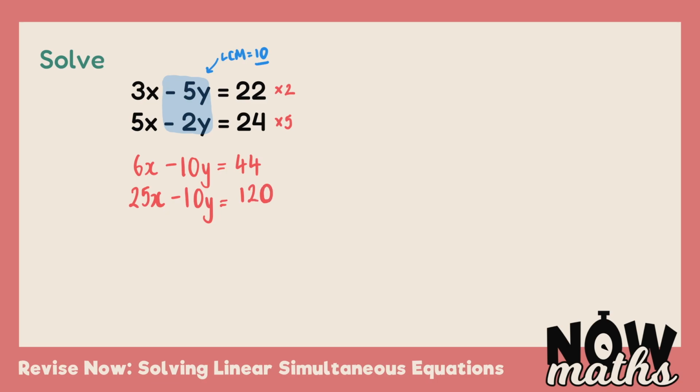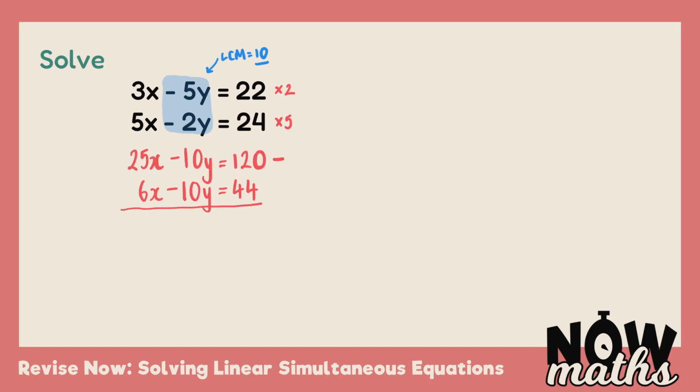We now have two equations with a -10y in each, and we're going to use the fact that if we do -10y subtract -10y, that's the same as doing -10y add 10y, which gives us 0. So we're subtracting one equation from the other. Now, given that we have larger numbers in the bottom equation in comparison to the top equation, and we're subtracting, I'm actually going to choose to rewrite these equations in the opposite order.